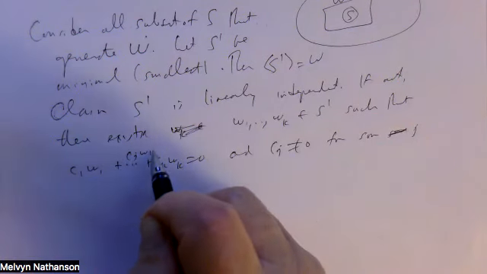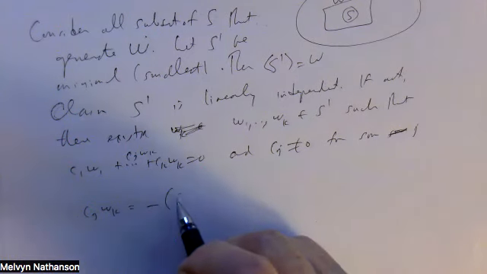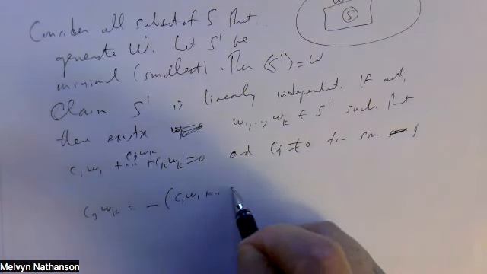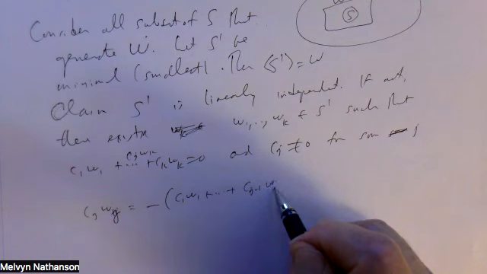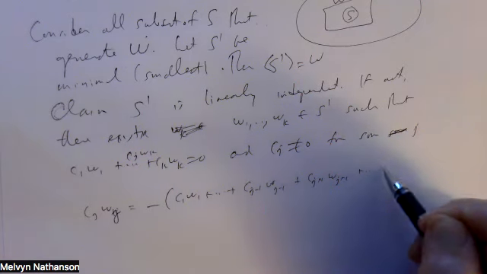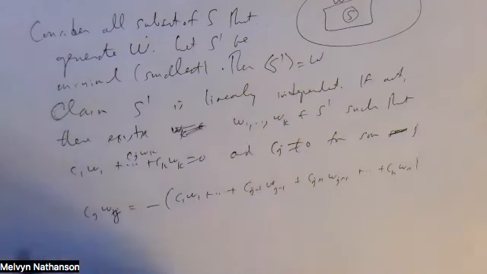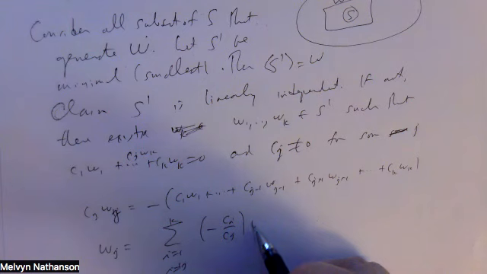So we have CJ WJ, and I can solve for WJ. I get CJ WJ is minus C1 W1 plus ... plus C(J minus 1) W(J minus 1) plus C(J plus 1) W(J plus 1) up to CK WK. CJ is not 0, so I can divide by it. So WJ I can write as the summation, I goes from 1 up to K, I not equal to J, of minus CI over CJ, W sub I.